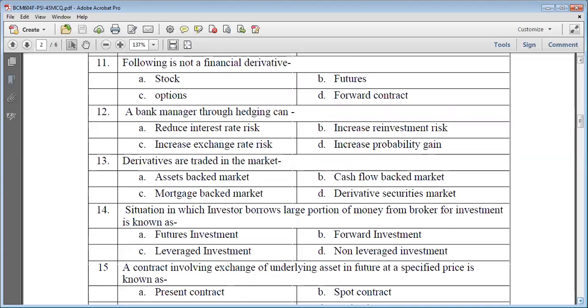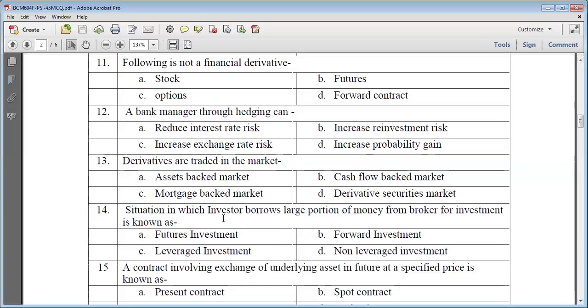Asset-backed market deals with assets. Mortgage-backed market deals with mortgages. Cash flow-backed market deals with cash flows. So since it is a derivative, the market where derivatives are purchased and sold will be considered. So the correct option is D, derivative security market.